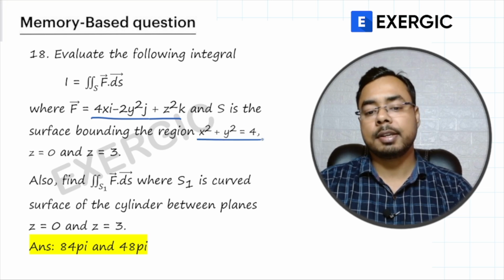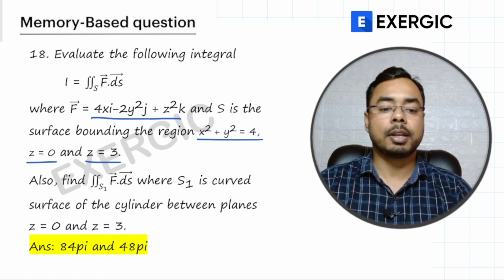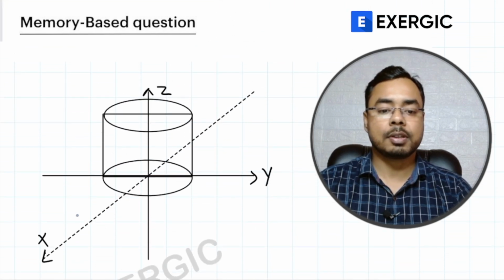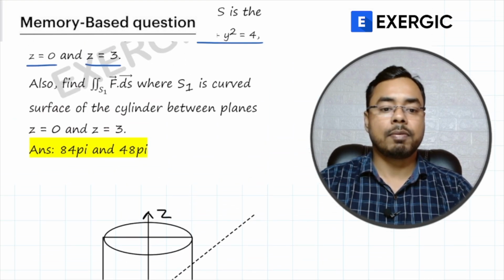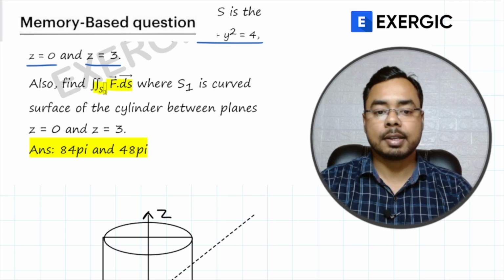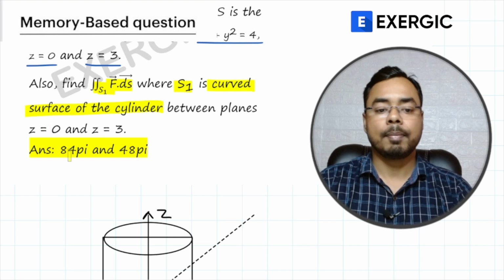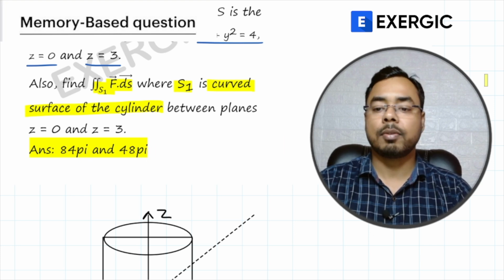And S is the surface of the region bounding this cylinder and these two planes, z equals 0 and z equals 3. So the first part of this problem was to find the value of the surface integral over the surface of this cylinder, right? And the second part of the same problem is to find the value of the integral of vector F dot dS, where surface S1 is the curved surface of the cylinder between these two planes, z equals 0 and z equals 3. For your reference, the answer is given here. For the total surface, the answer will be 84 pi, and for only the curved surface, it will be 48 pi.